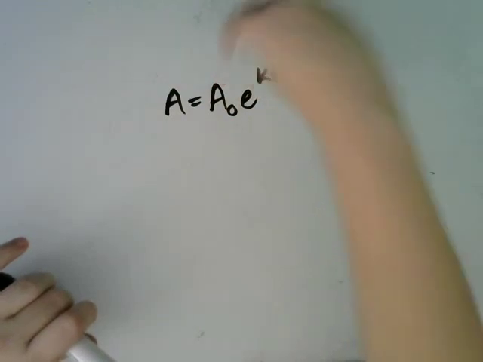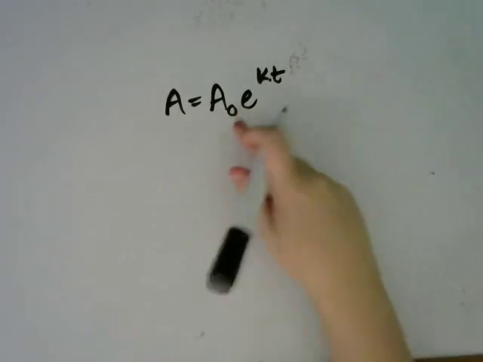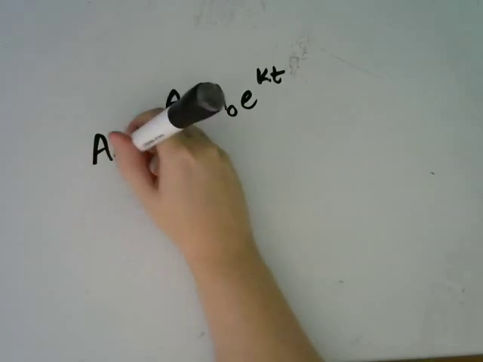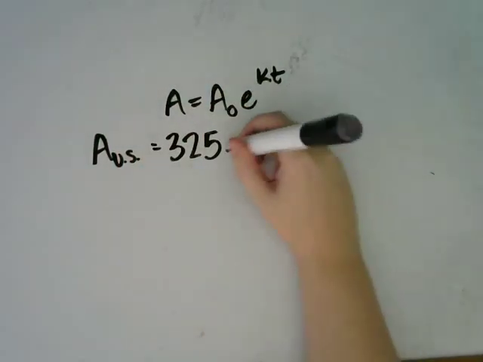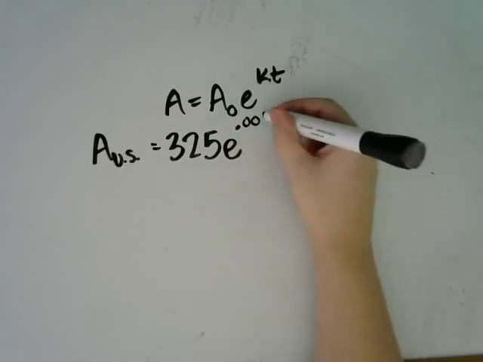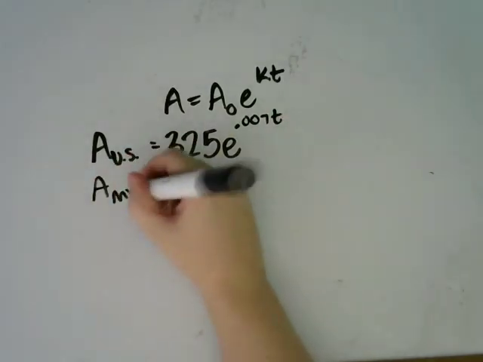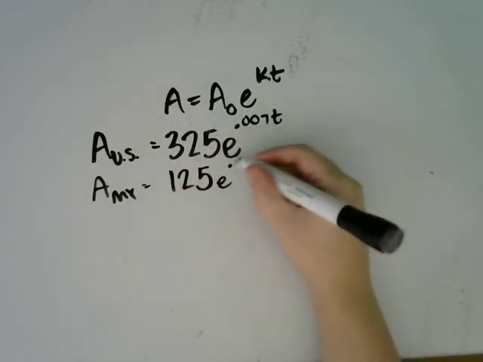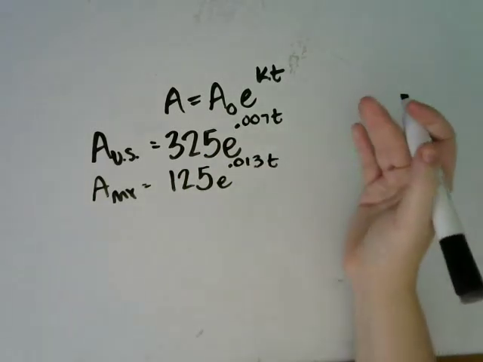Example 11 asks us to rewrite the population models for the US and for Mexico using continuous growth rather than exponential growth. So the US model would be 325 million e to the 0.007t, and the Mexico model would be 125 million e to the 0.013t. How does this change our answers?